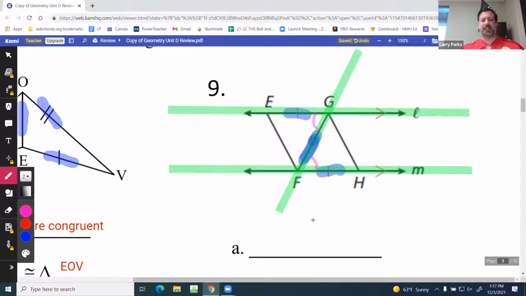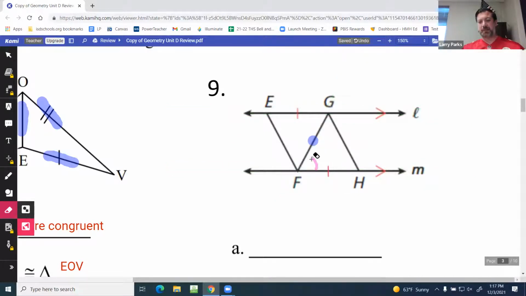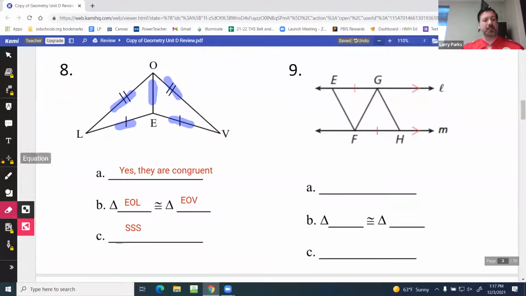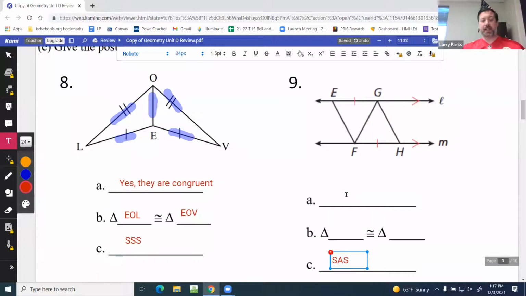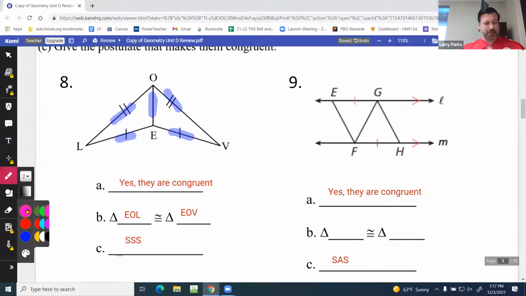Okay, SAS. And then just to make it easier to read, I'm going to get rid of all this to put SAS. So SAS would go here. And then A, yes, they are congruent. And then remember we said that this angle equals this angle. And so let's name them.